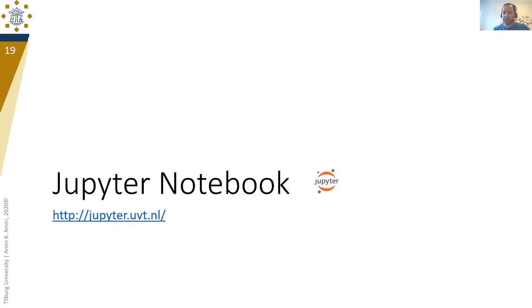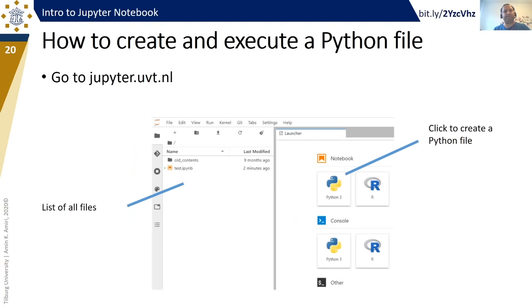But even the version that you have on your computer is going to be almost the same. So how can you create and execute a Python file? After entering jupyter.ubt.nl, you'll see a function like this. You can go to File, New, or just click on this sign to create a file in the list of files. You'll see an icon like this under Notebook Python 3. Just click on that to create a file.